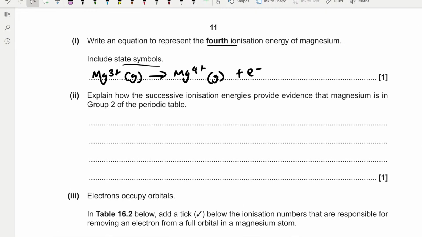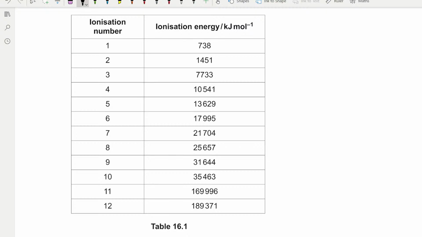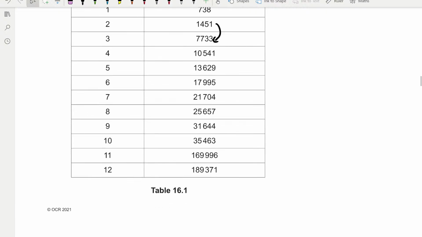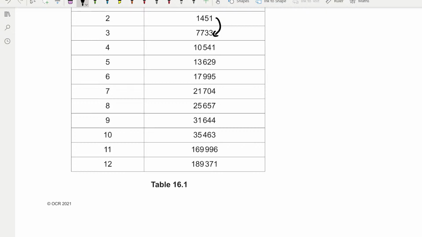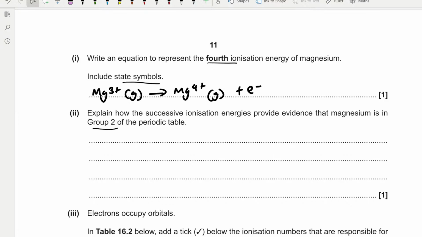Explain how the successive ionization energies provide evidence that magnesium is in group 2 of the periodic table. So if we go back and look at the ionization energies, the evidence that we've been provided with, we can see there's a small jump from 1 to 2 and a large jump from 2 to 3, and then small jumps afterwards. That's the evidence that there is a large difference between 2 and 3, because the electrons are being removed from a lower energy subshell.